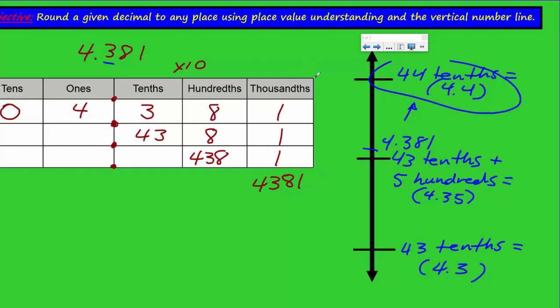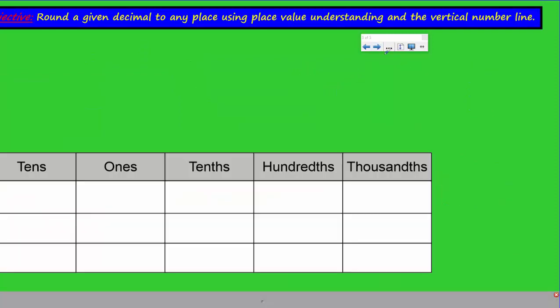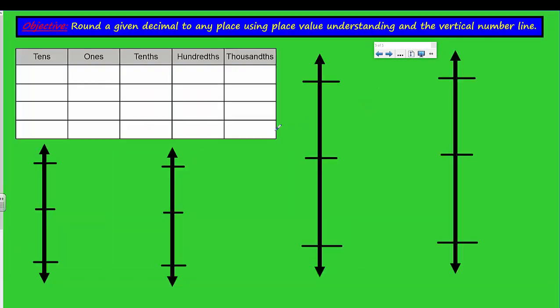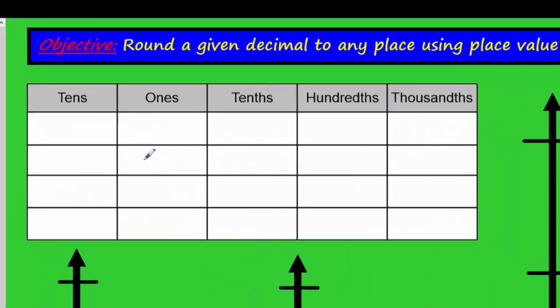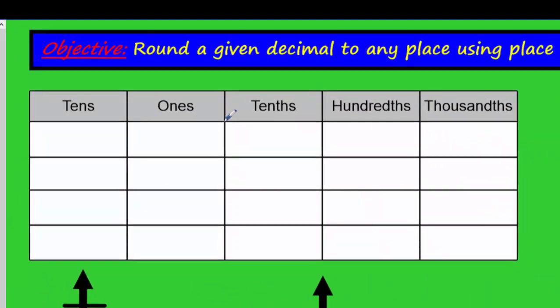Let's do one more. Okay, so let's do one more so we can see these all together. And I have all these vertical number lines ready to go. So if we had the number, and again, I need my little decimal point there, right between the ones and the tenths, indicating whole from part. And let's put this number in unit form. Let's do 9 and 975 thousandths.